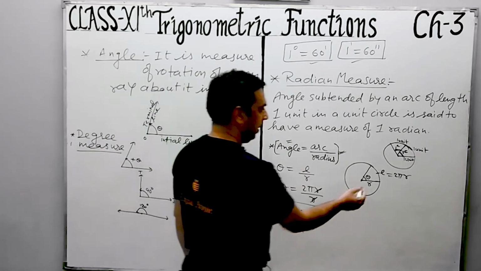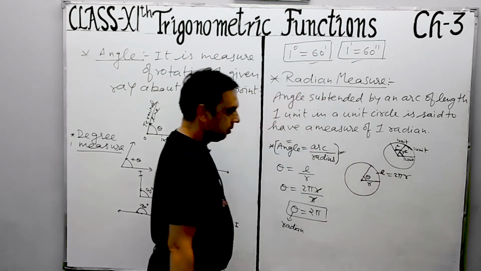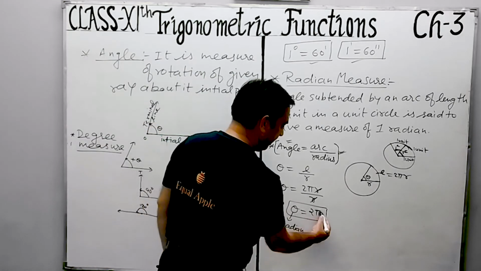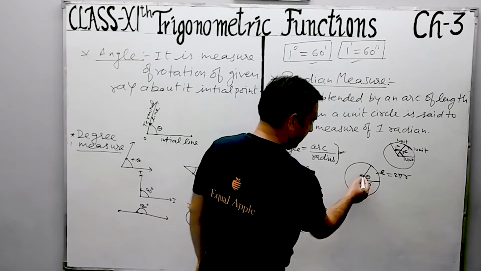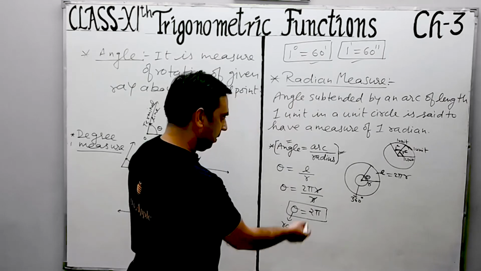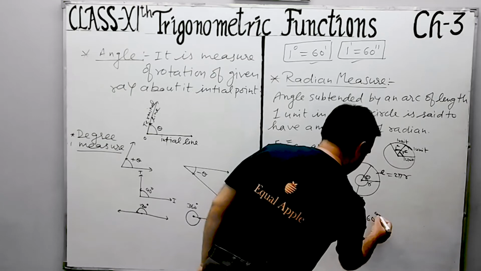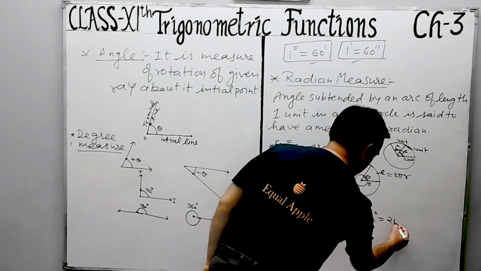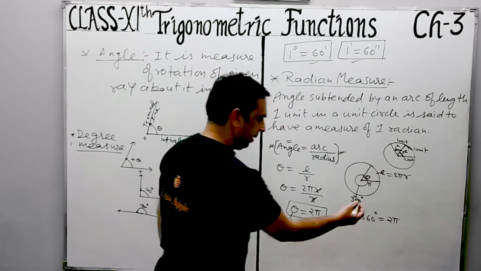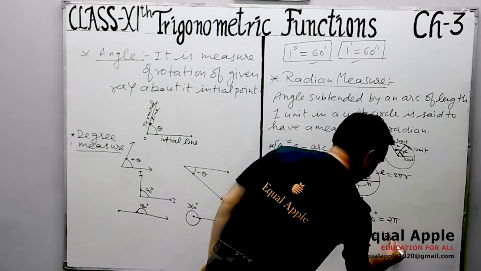So you can say, if the length of an arc of this circle is 2 pi r, then the angle subtended will be 2 pi in radian. And in degree, you know that the complete rotation is equal to 360 degree. So you can also say 360 degree equals 2 pi radian, or you can say pi equals 180 degree.